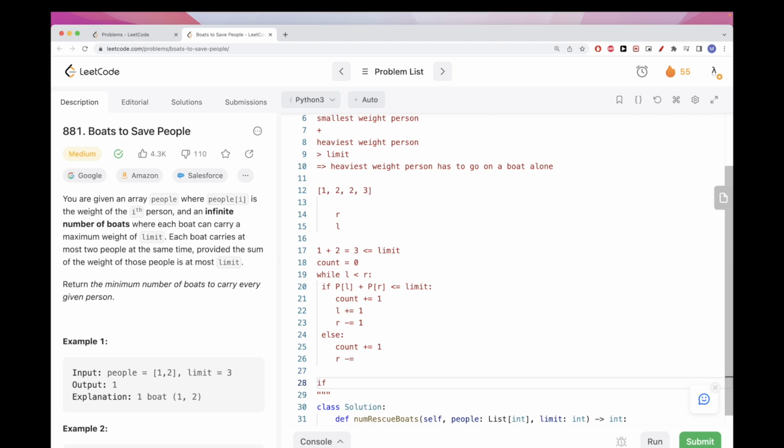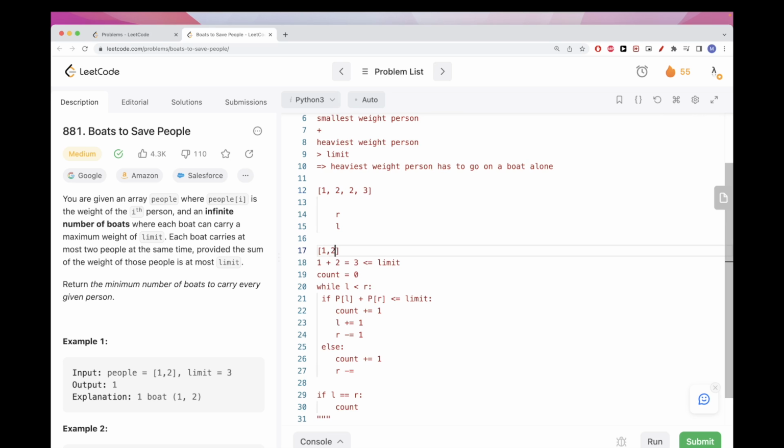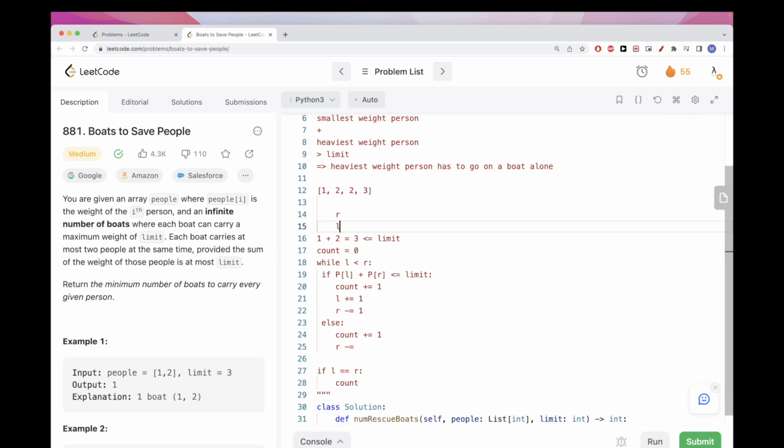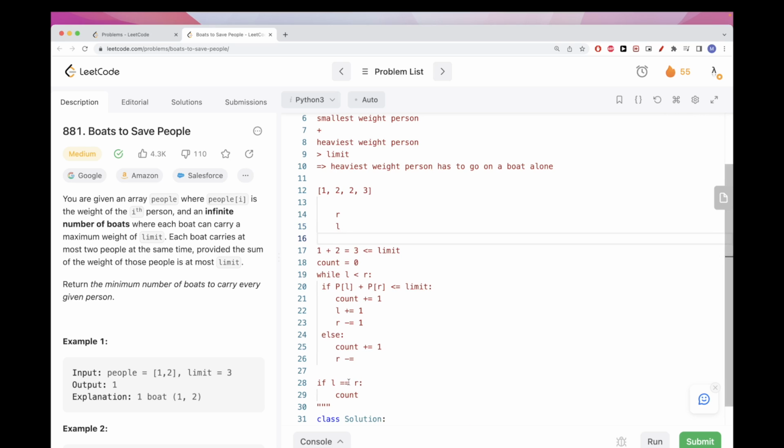And so we can just do one final check here: if they are equal, that means we need one boat remaining. This happens in this case because there's one remaining. But let's say we had 1, 2, 1, 2. Then we won't need it, because we sort it first. We'll get 1, 1, 2, 2, and then we'll pair this 2 with this 1, and then pair the other, and we'll be done. They will cross each other. So not in every case will both be equal, and that's why we do this check here.